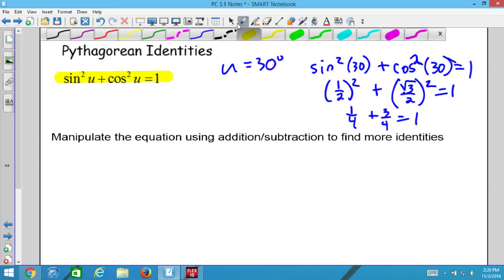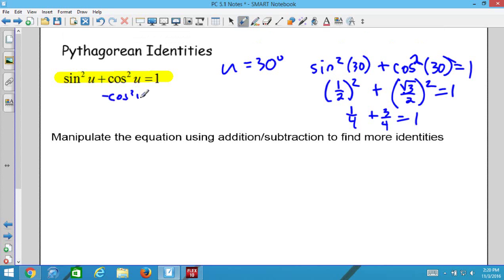I am allowed to take this equation and subtract cosine squared u from both sides of the equation. Just remember a property that allows you to do that? Anybody remember a property? A long time ago. Okay, well, it's the subtraction property of equality. If you have an equal sign, you subtract the same thing from both sides. It's still equal. So when I subtract that, I get 1 minus cosine squared u.